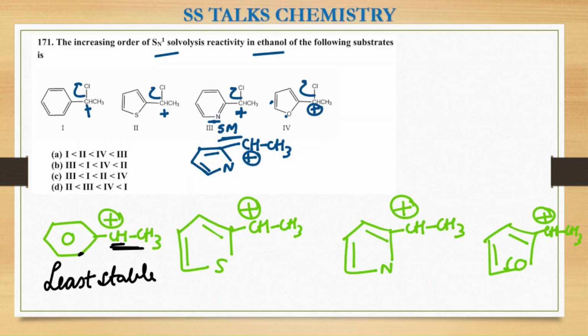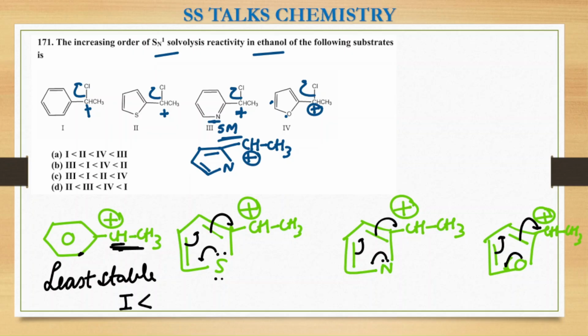Whereas in the other molecules, if you see, the lone pair of electrons present on these heteroatoms is going to stabilize the carbocation like this. This one is going to stabilize the carbocation. Here the nitrogen atom is going to stabilize the carbocation, and here the oxygen atom will be stabilizing the carbocation. Okay, so the first molecule, the one with the benzene, is going to be of the least stability.